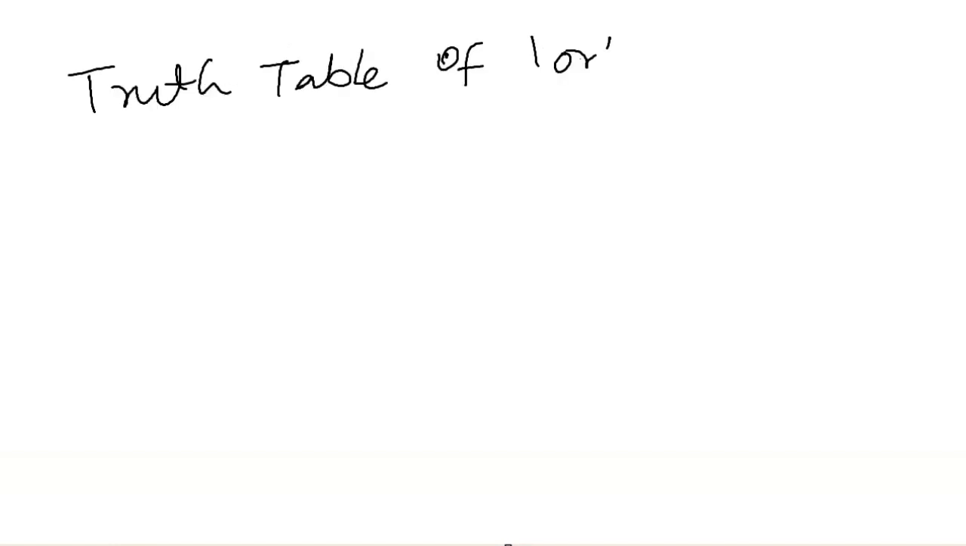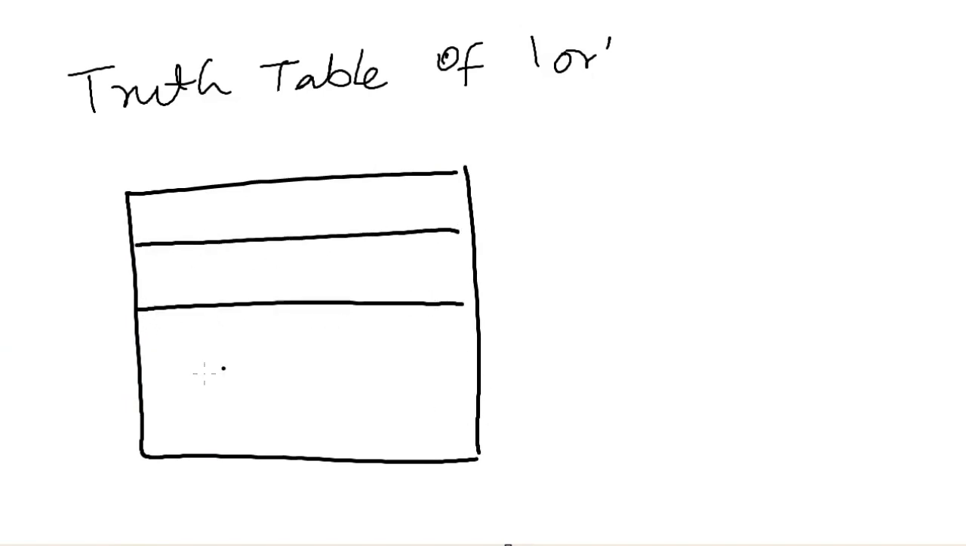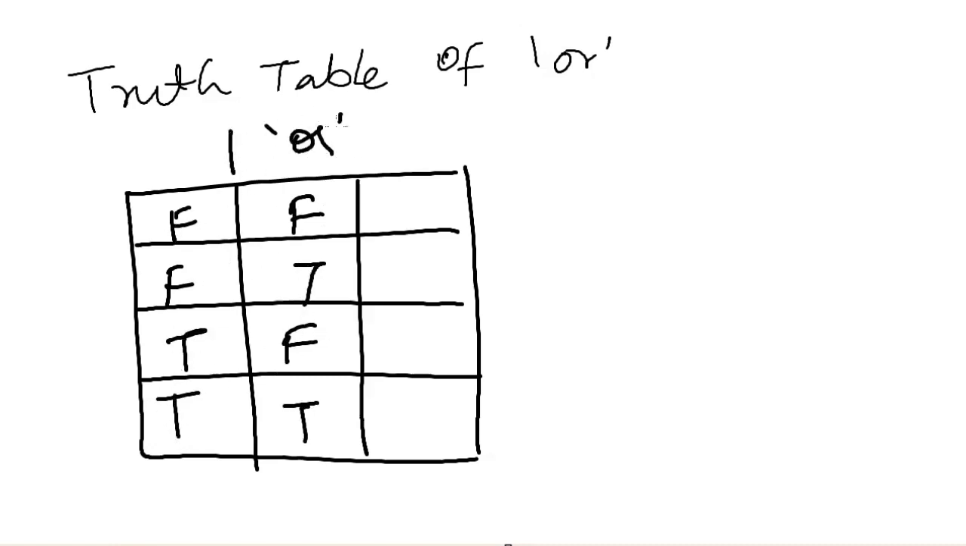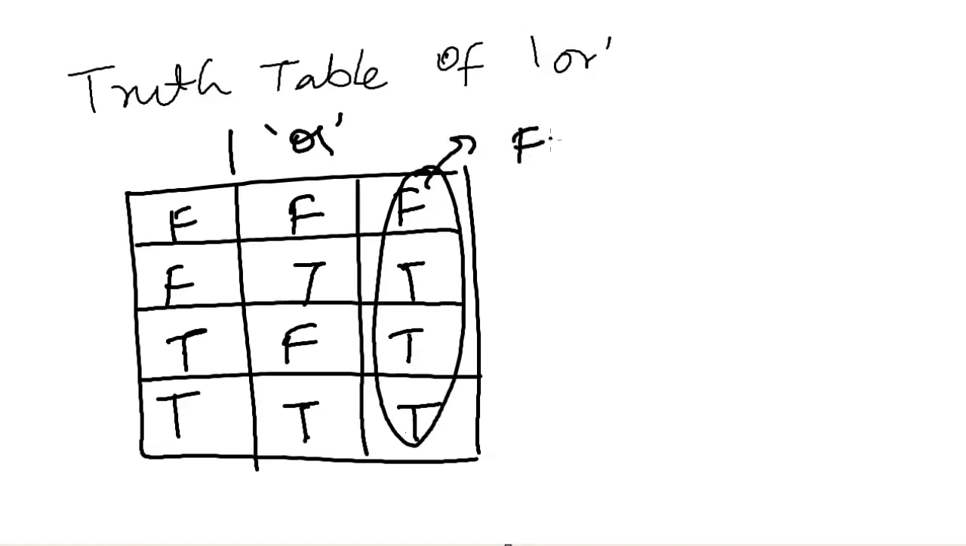Now, what is the truth table of OR? False or false? The answer is false. False or true? It is true. True or false? It is true. And true or true is true. The outcome is false only if two conditions are false. In other cases, the output is true.